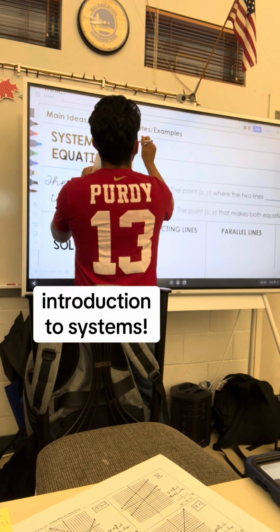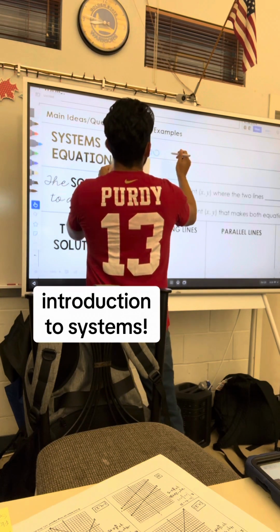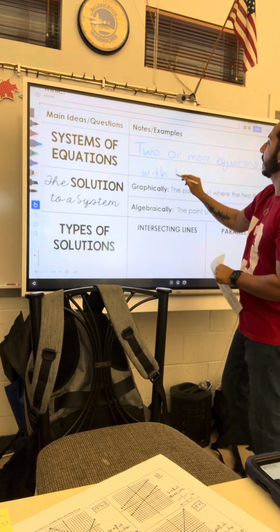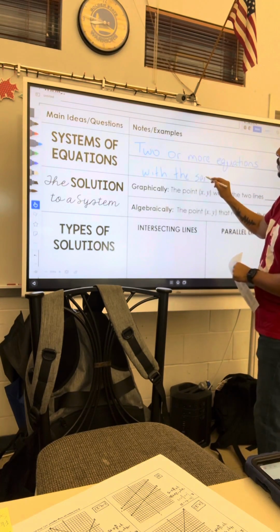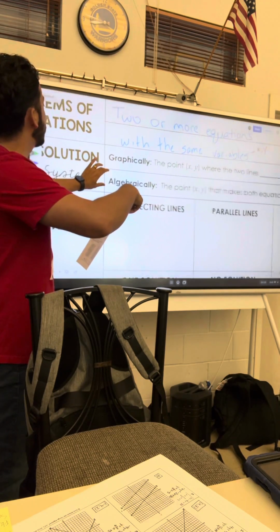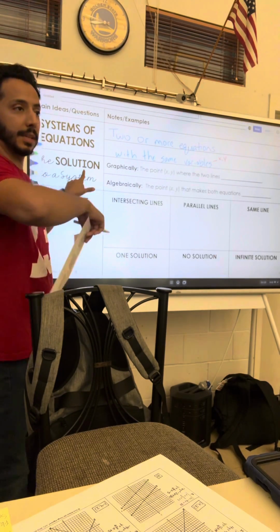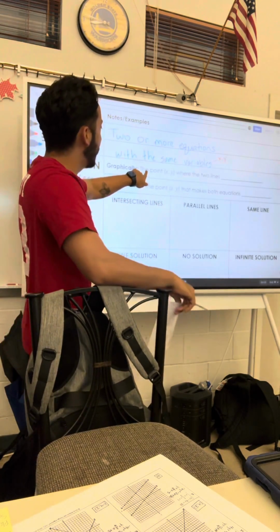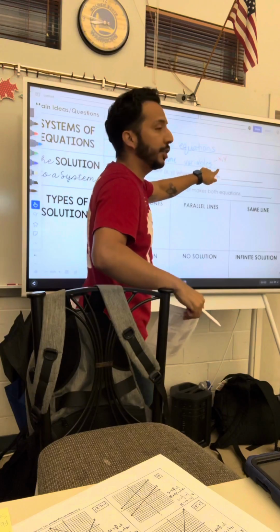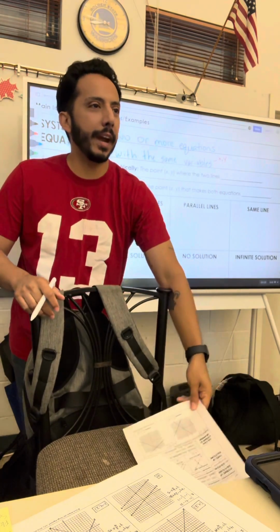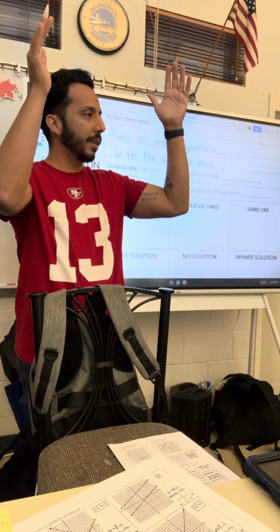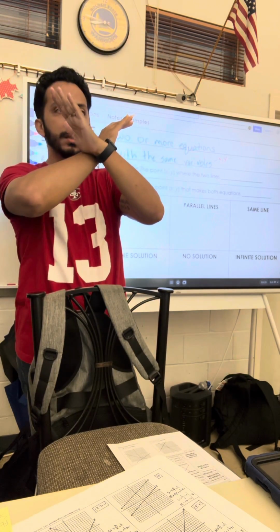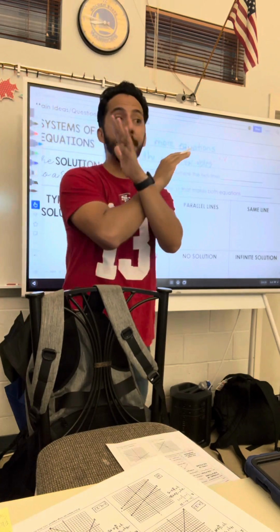Guys are gonna write, what is a system of equations? It is two or more equations with the same variables. We want to find the solution of a system, the solution. And the solution is, and it tells you right here, it's the point where the two lines, what do you think we care about? I got two lines here. The solution, what do you think I care about with those two lines? Where they cross, what's the fancy math word we use?